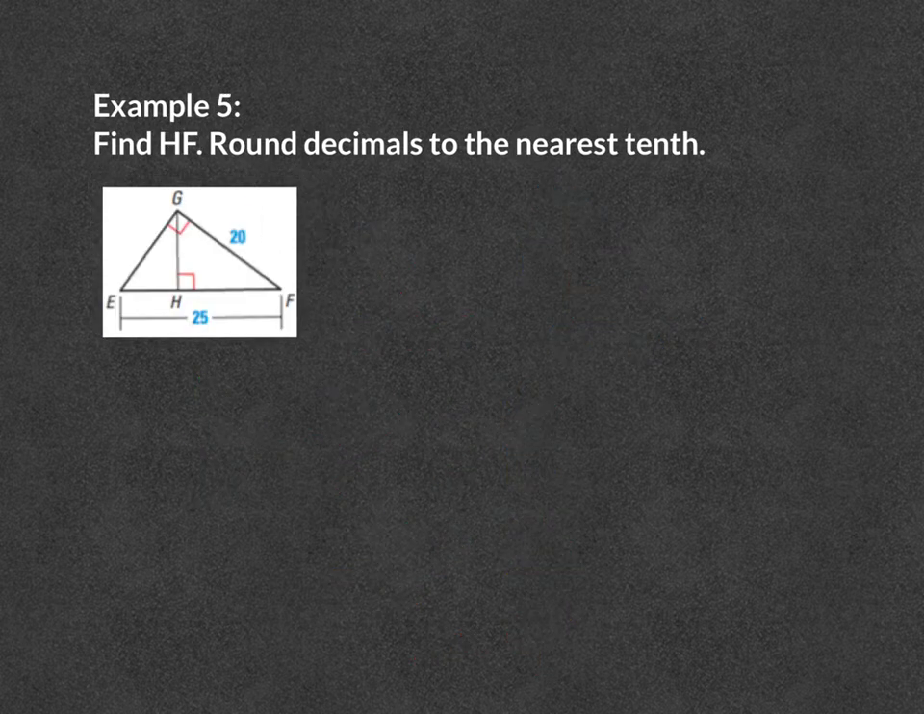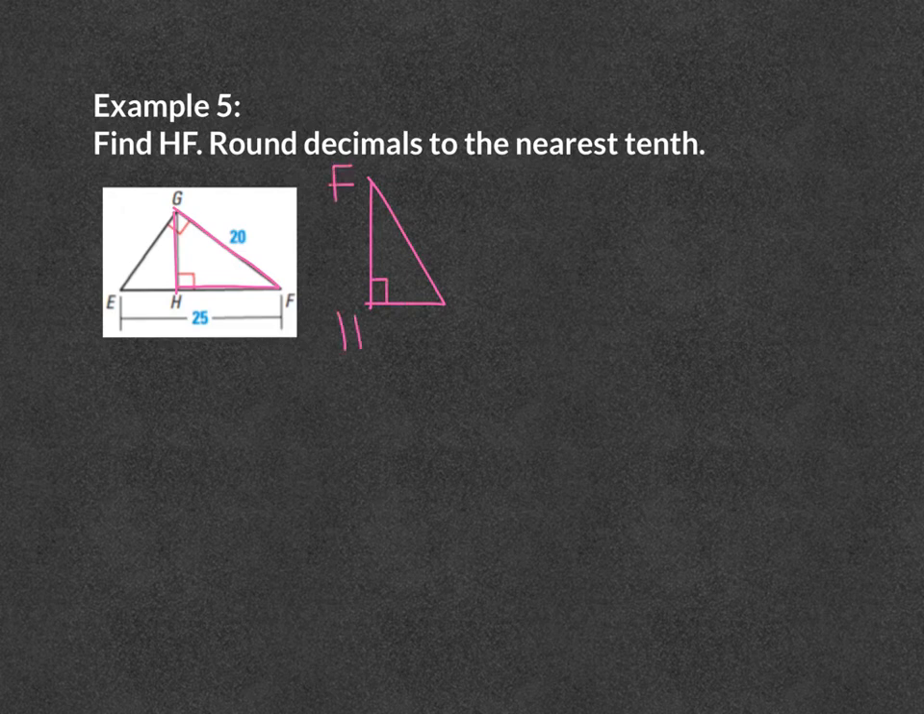Example number 5. Find HF, round decimals to the nearest tenth. So what I'm going to do is take this triangle and I'm going to make it into two separate triangles. So the first one is going to be this one here in pink. I'm going to stand it up and flip it. I'm going to label it F, H, G. My height is going to be X because we are looking for HF. And my hypotenuse is 20.